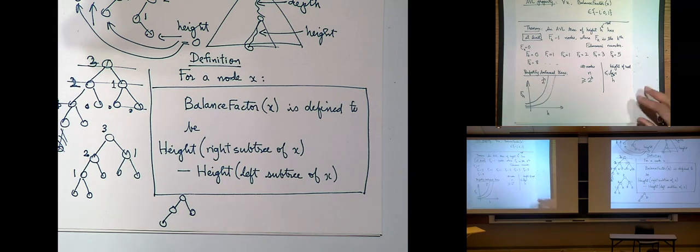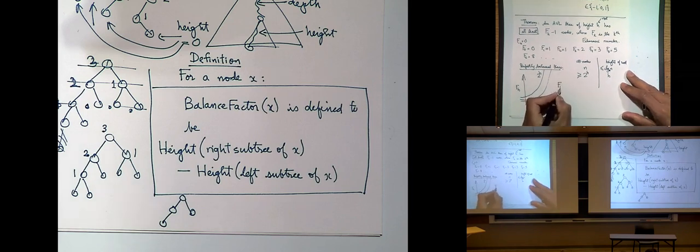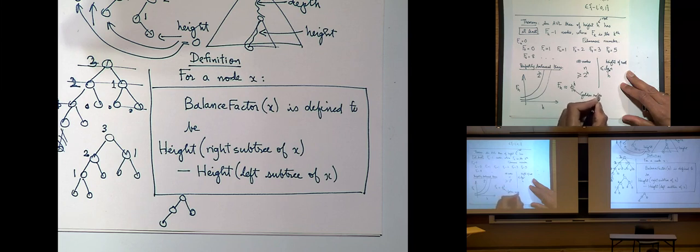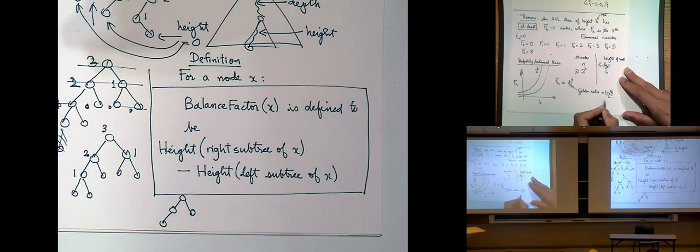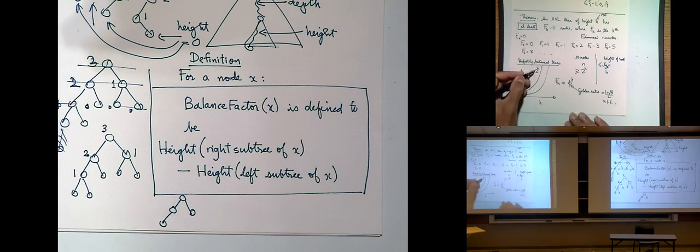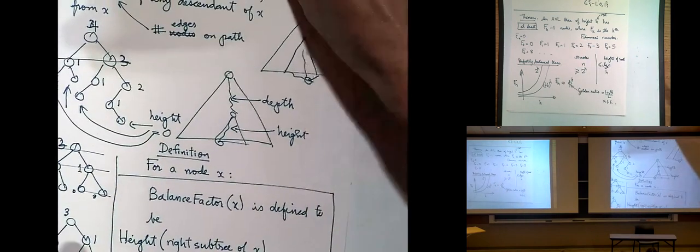Again, one has to prove this, but you can show that f of h is, roughly speaking, phi to the h, where this is something called the golden ratio. The golden ratio is (1 plus root 5) divided by 2. It's like 1.6 something. The point is that instead of the tree growing as 2 to the h, it grows as 1.6 to the h. Does that make sense? That's what this theorem shows. So let me state this.